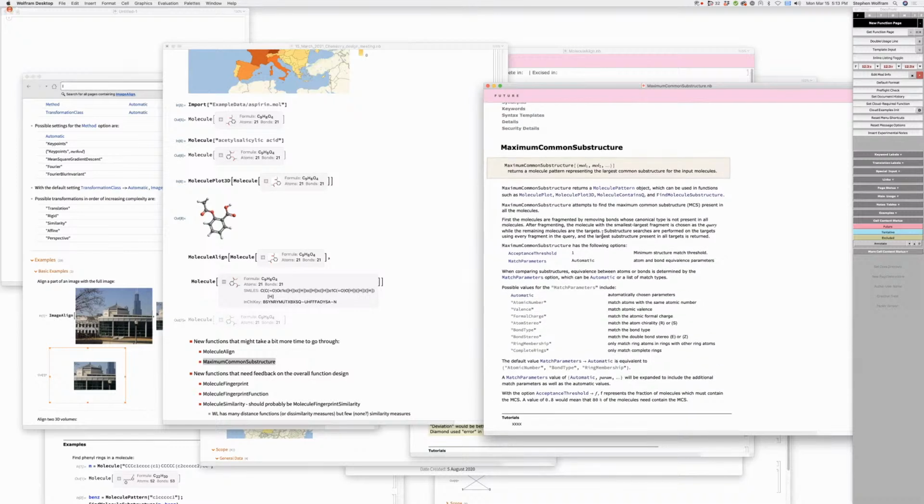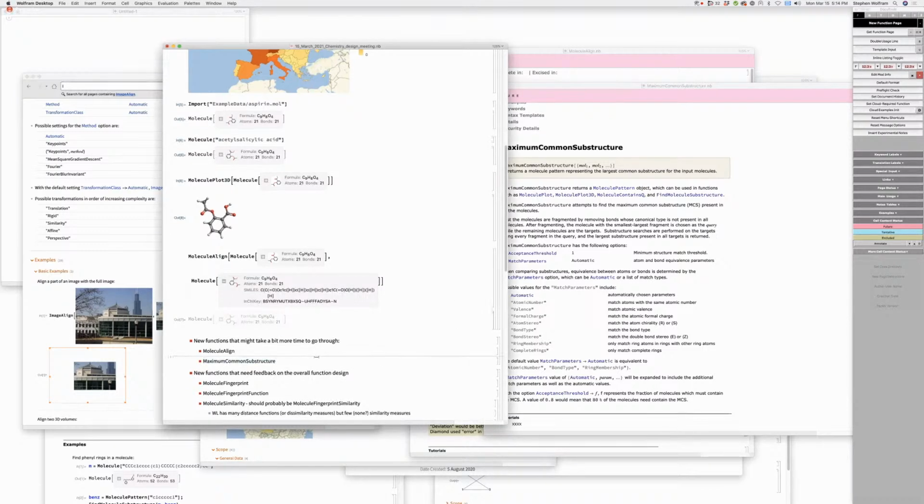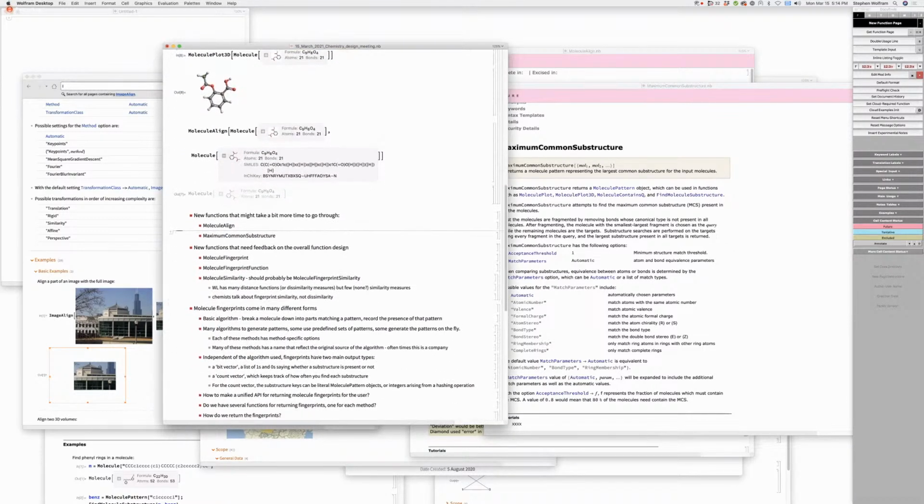Anybody else want to opine on this, molecule MCS versus molecule maximum common substructure? I prefer maximum common substructure. If you see it in a piece of code, you know what it is. Absolutely. If you saw molecule MCS, you would need to open up the doc page to even figure out what it was.